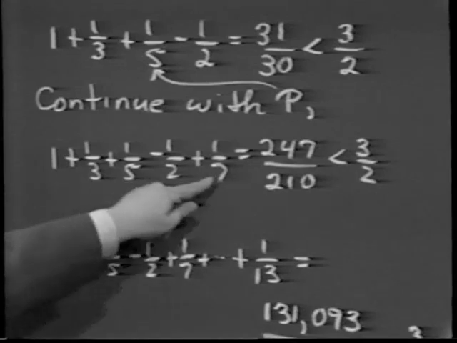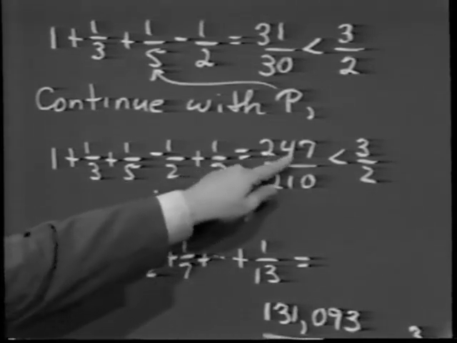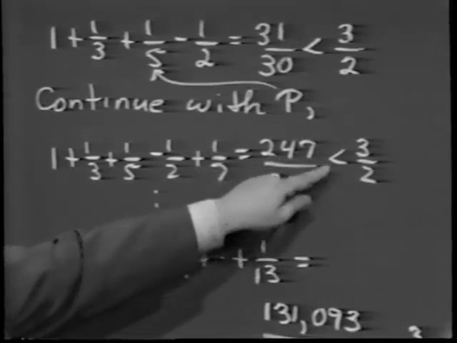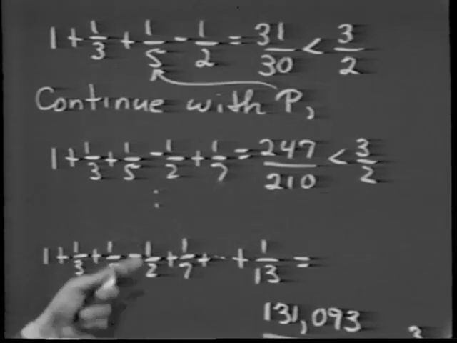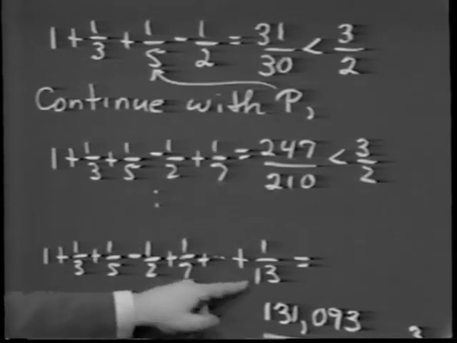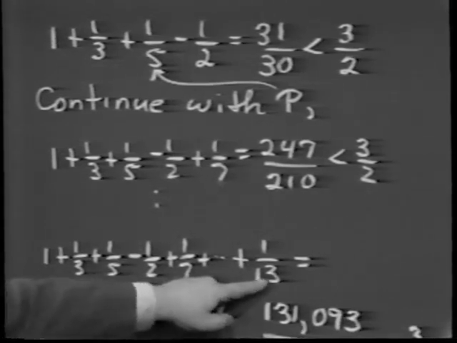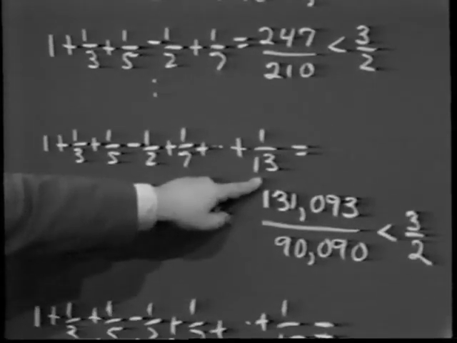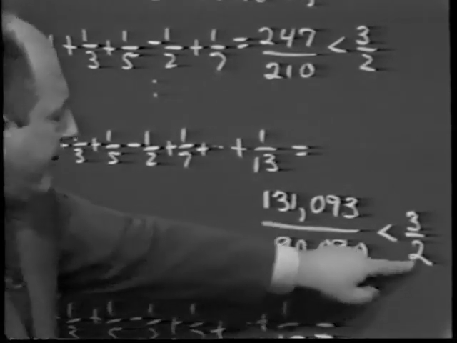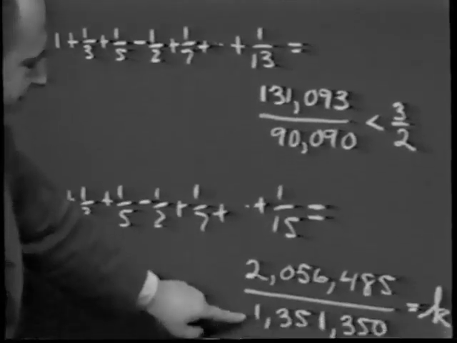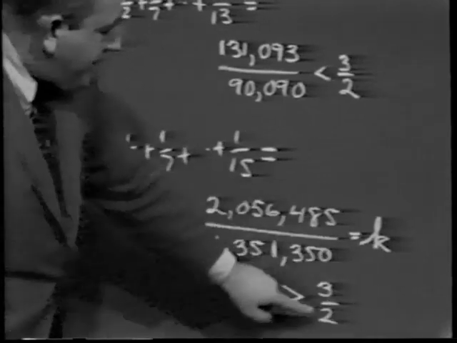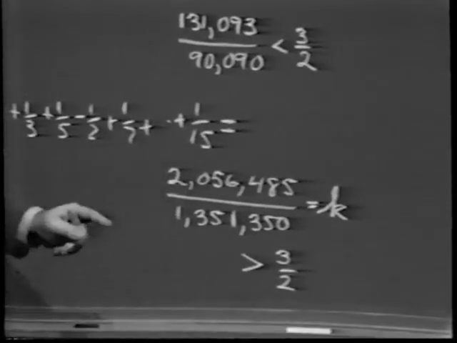You see, what I do is I add on 1/7. The result turns out to be 247 over 210, which is still less than 3 halves. And to spare you the gory details, and believe me, they are gory, I worked it out myself without a desk calculator, this gets to be a mess. It turns out that when I add on 1/13, the sum is still less than 3/2, but then I add on 1/15, the sum gets to be this, which I simply call k. That turns out to be greater than 3/2.